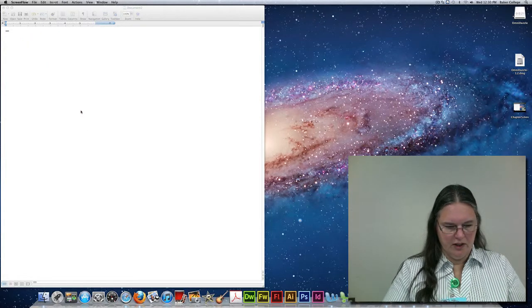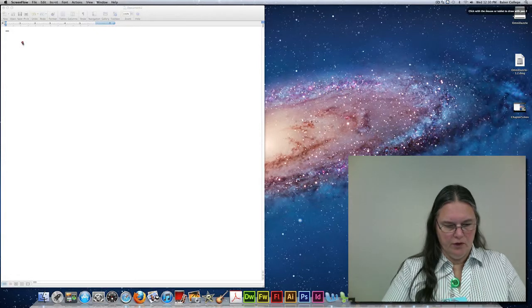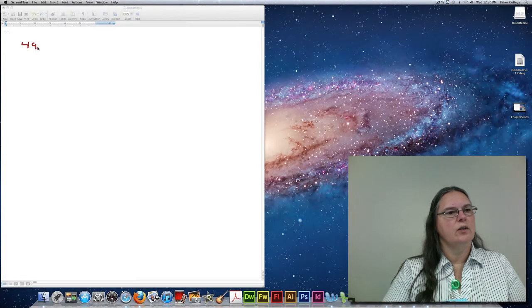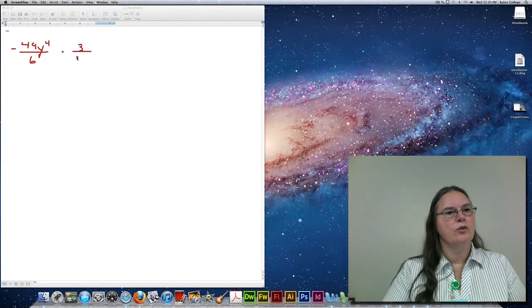Next, we're going to move on to another example. It's a little more complex than the last one. So we're going to look at 49y to the 4th power. This is going to be a negative fraction over 6. And we're going to multiply that by 3 over 21y to the 3rd.